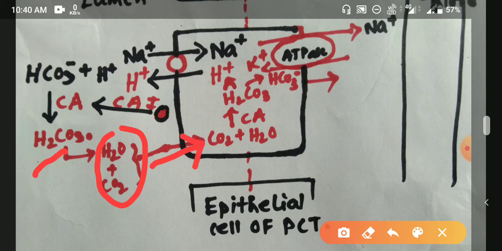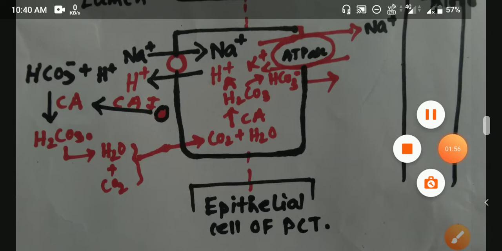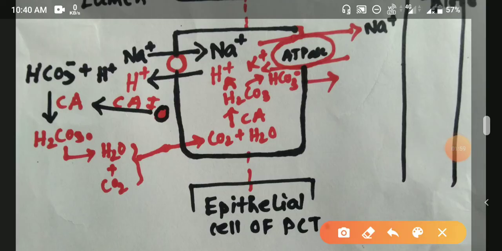Then in the presence of carbonic anhydrase enzyme, it again forms carbonic acid. Then this carbonic acid H2CO3 gets dissociated and forms hydrogen ion and bicarbonate ion. This hydrogen ion, in exchange for sodium, moves out from the epithelial cell of PCT into the lumen of PCT. The sodium ion which moves into the epithelial cell of PCT gets transported into blood in exchange for potassium with the help of the sodium potassium ATPase pump, which is this.